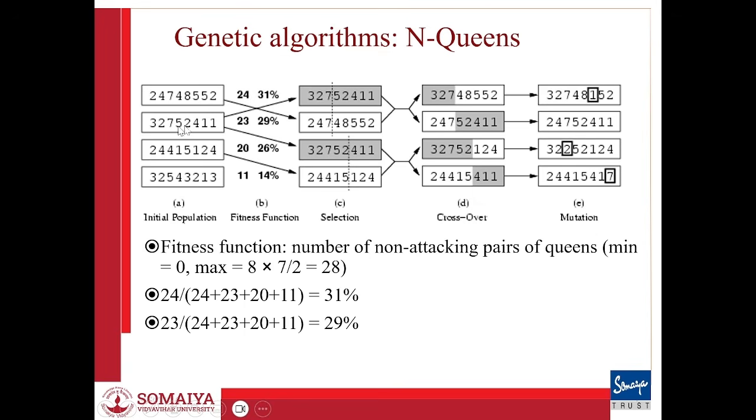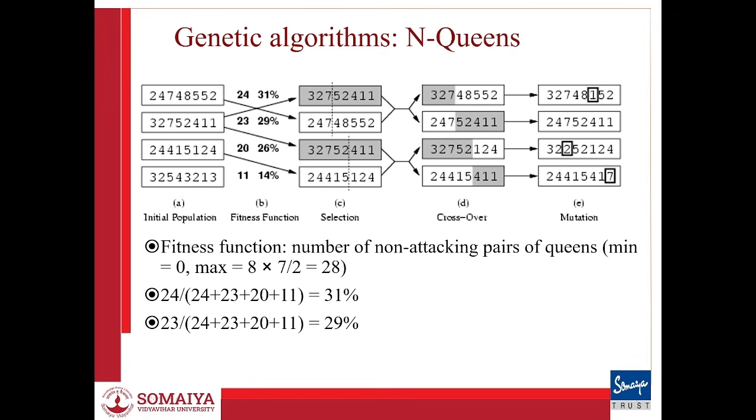So they have created a random initial population of four chromosomes and they have used a fitness function of the number of non-attacking pairs of queens. By placing the queens in these positions, they have calculated how many non-attacking pairs of queens exist. So this one has 24 non-attacking pairs of queens, this has 23, this has 20, and this has 11 pairs of non-attacking queens.